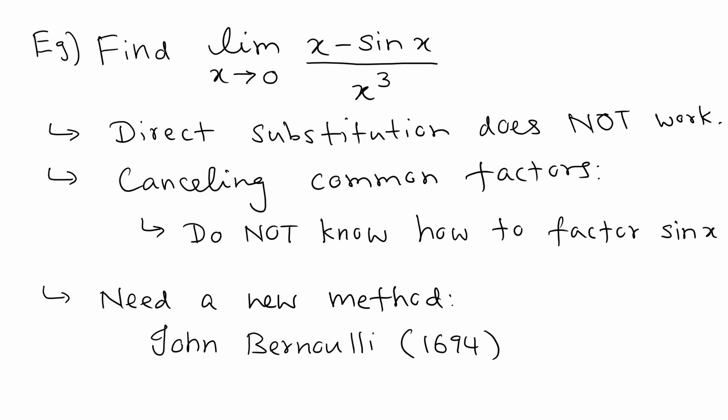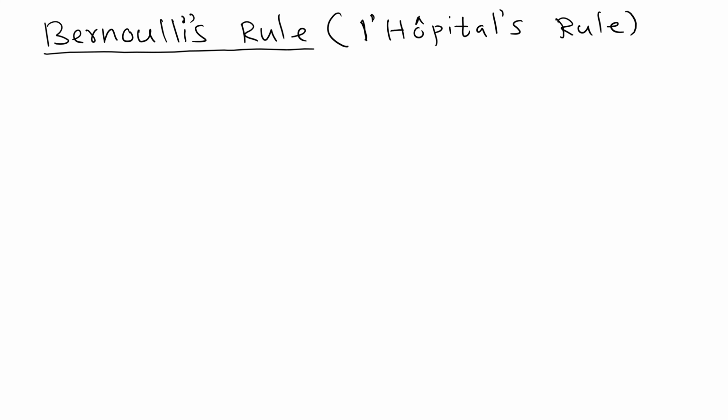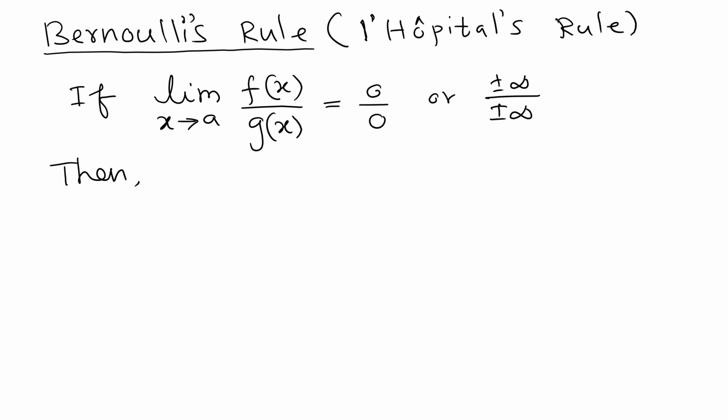So let's look at the rule. I'm going to call it the Bernoulli rule because he's the one who introduced the result. It says that if the limit when x goes to a of f(x) over g(x), with two functions, goes to 0 over 0, where the top function goes to 0 and the bottom function goes to 0, or the top function goes to plus or minus infinity and the bottom function also goes to one of those infinities, then we have a very interesting result.